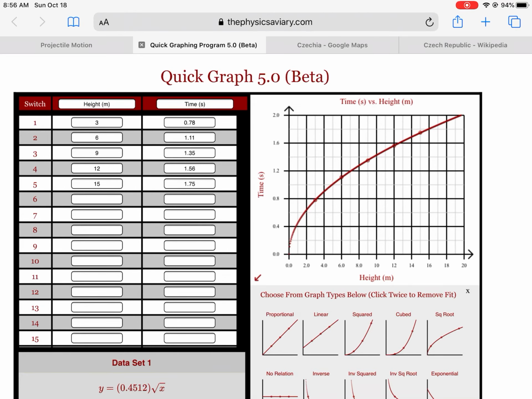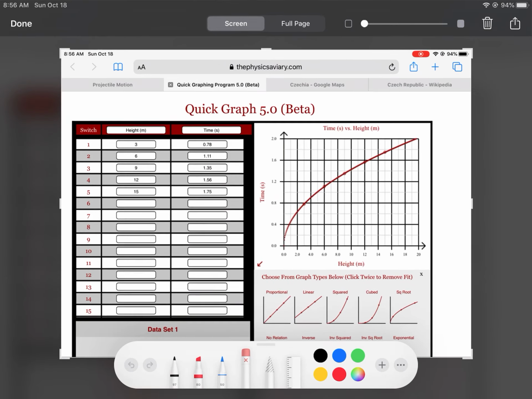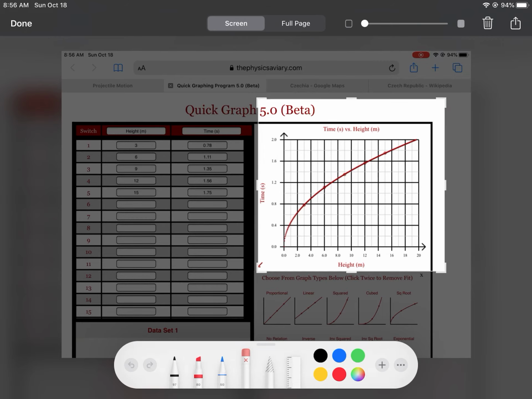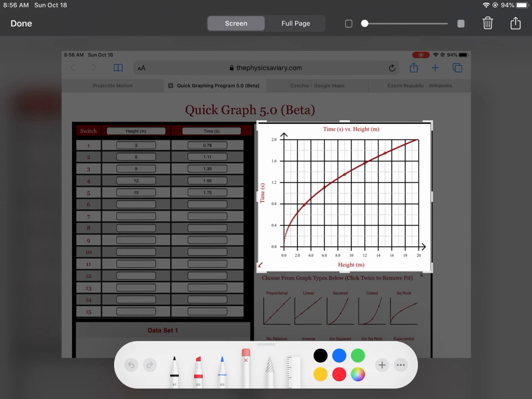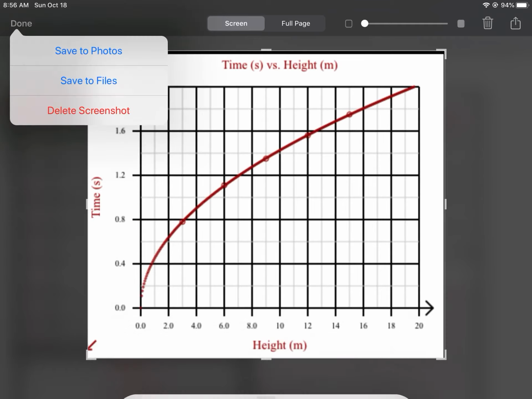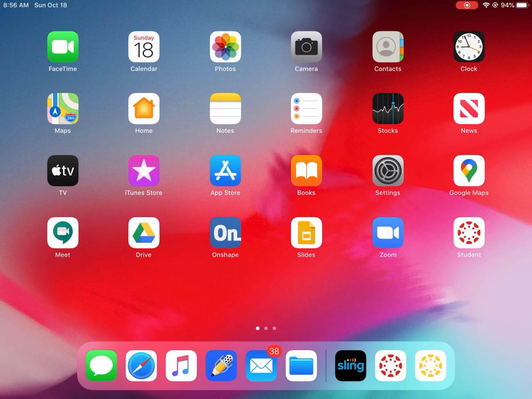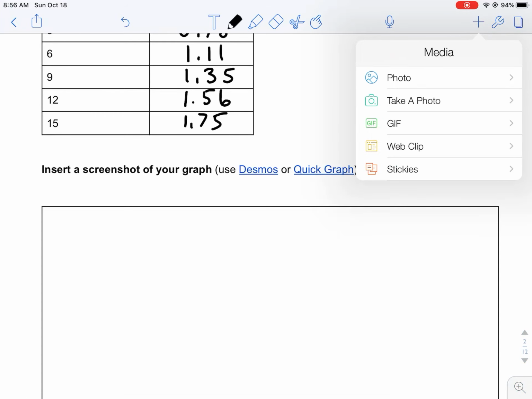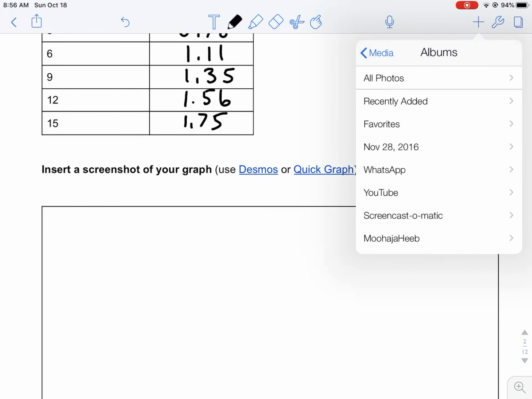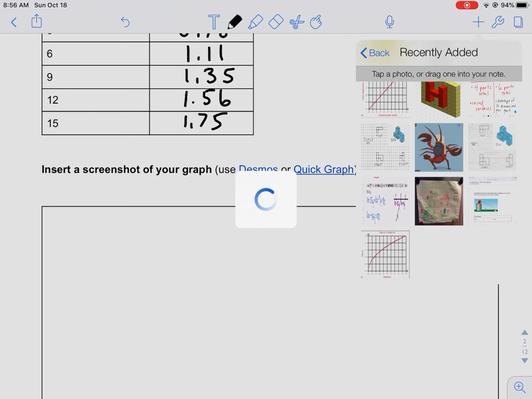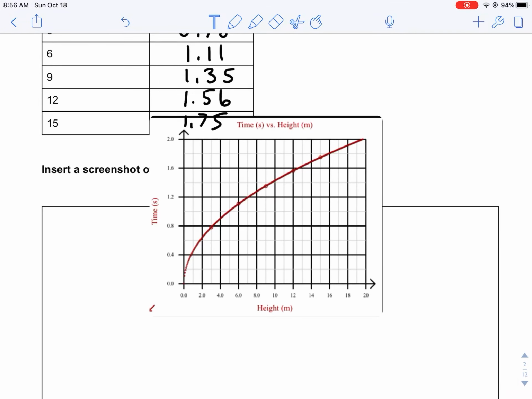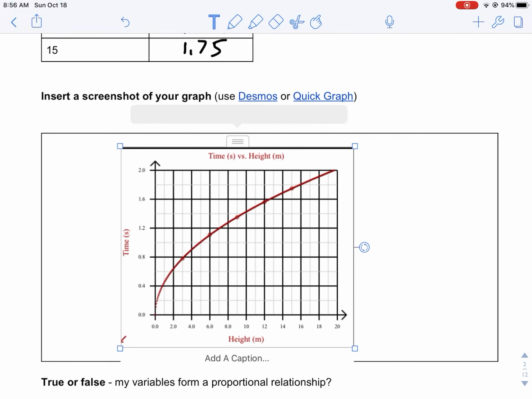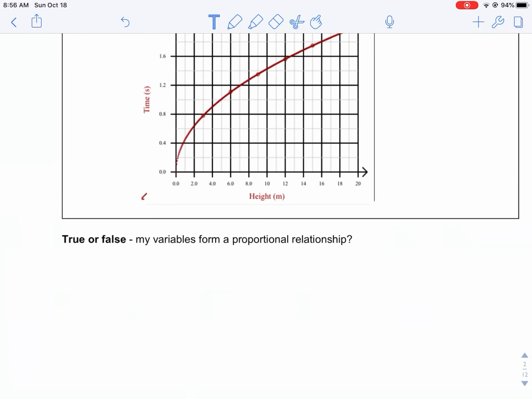Now I'm going to take a screenshot of this. I'm going to crop it so I can see everything really well. Make sure I get my labels. Done. Then I'm going to come back in and insert a screenshot of my graph. You can use the T to drag it into place. And then we're good to go.